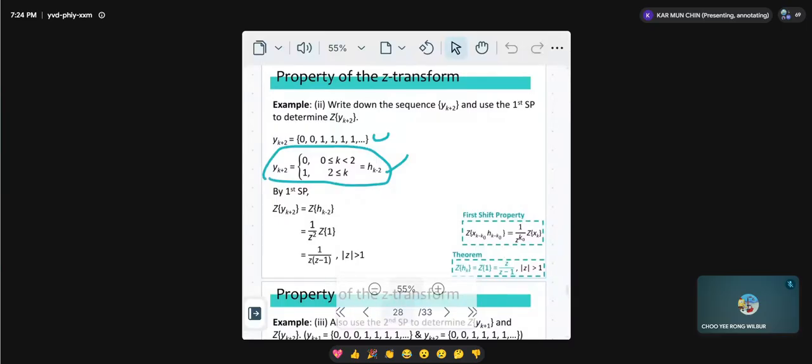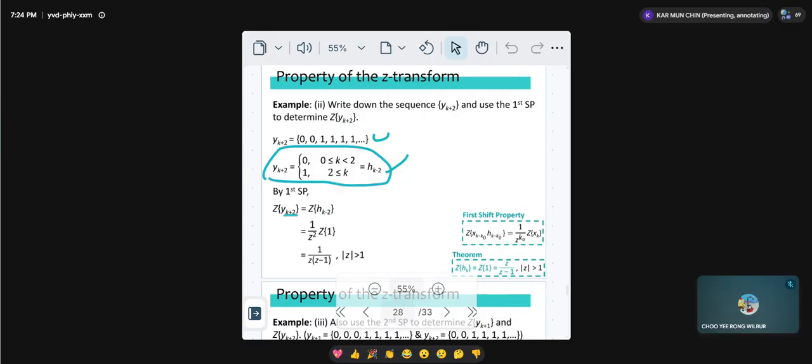Okay, then you do the Z transform. So when you do the Z transform, it is the first shift property. It should be because it's just one, right? So the terms will be one. So Z with K minus 2.